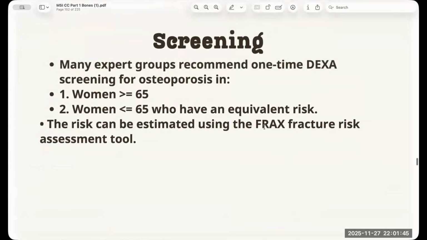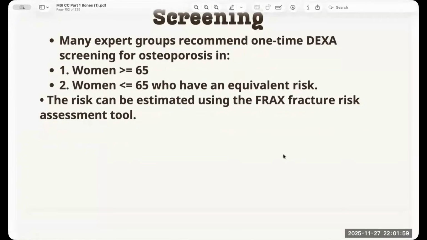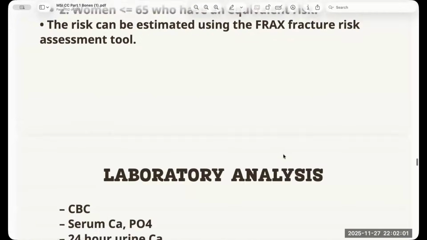Now I believe that this risk assessment tool is not really important here. Do not confuse yourself and memorize it because it was not mentioned in the slides, but just know that. And again, why DEXA? Because it's the gold standard diagnostic tool, okay? It can also be used as a screening.